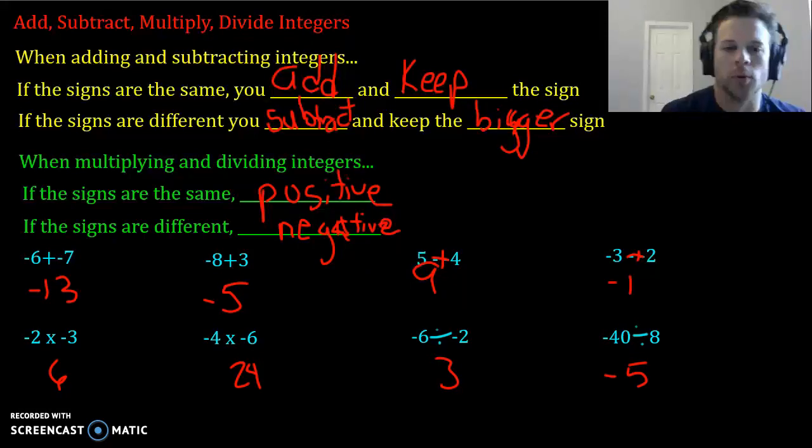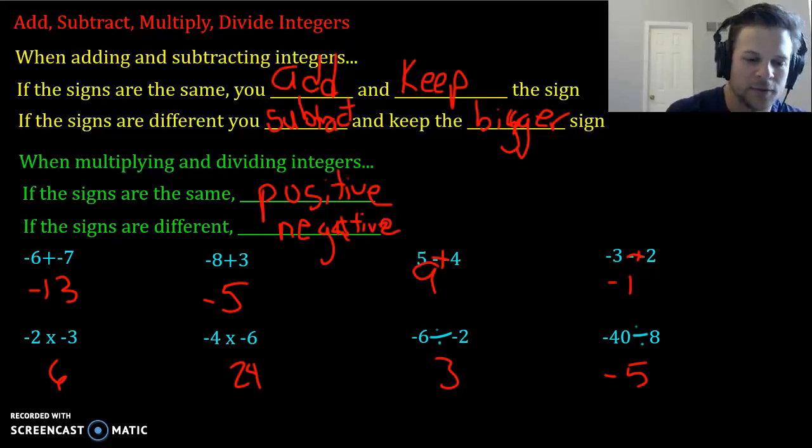Okay, just simple ways to help reduce the amount of time it takes on these problems. Just follow your signs. If you add, then you keep the same sign. If you're subtracting, it's the bigger sign. If they're the same, it's positive, and if they're different, it's negative.